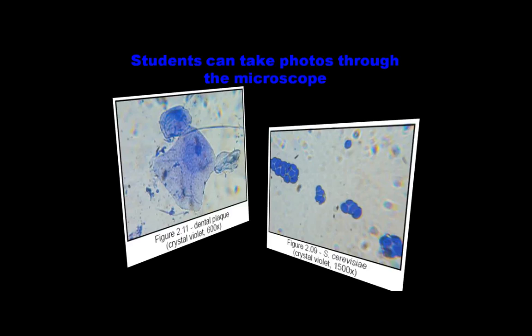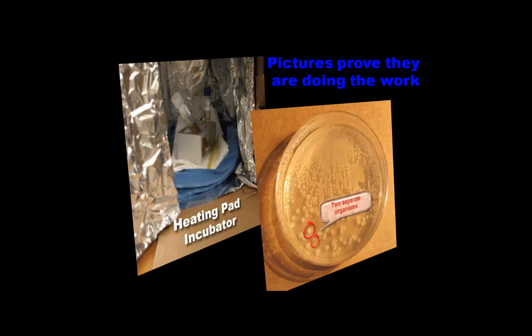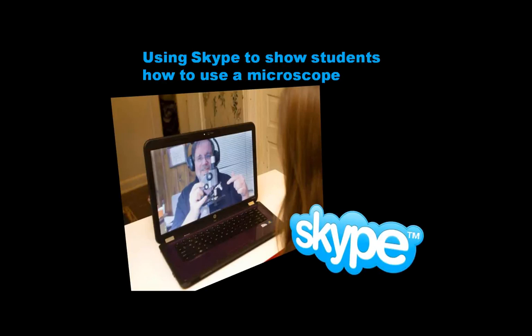These happen to be, on the right-hand side, Saccharomyces cerevisiae. On the left, this is your mouth, inside the dental plaque. They make their own little incubators here, and when they send me the plate, I can look at it, and as a microbiologist, I can say, well, they've got a contaminant there. You actually have 2 organisms on that plate. And then the other thing I got into was using Skype.